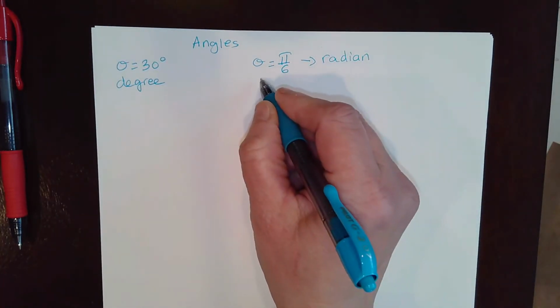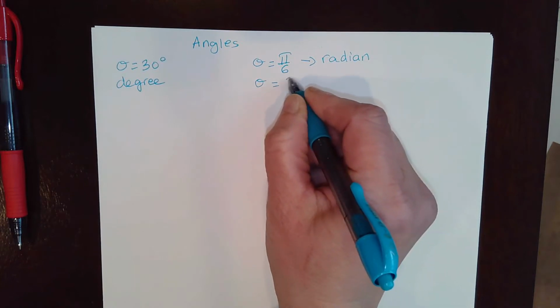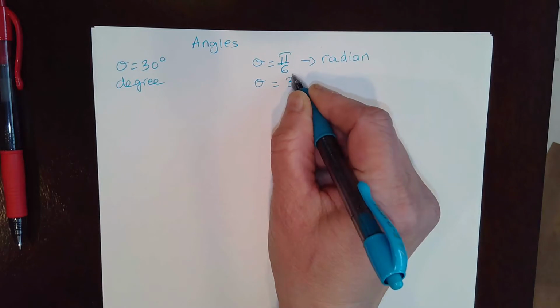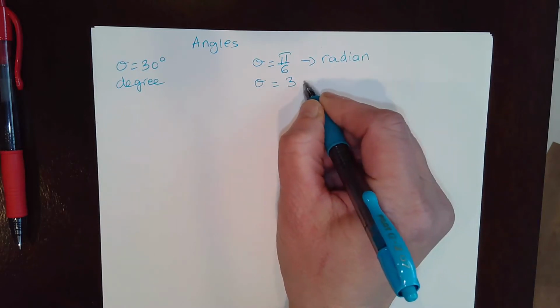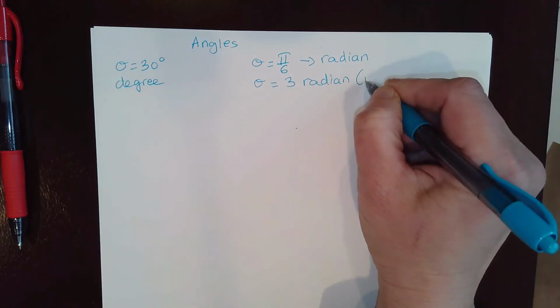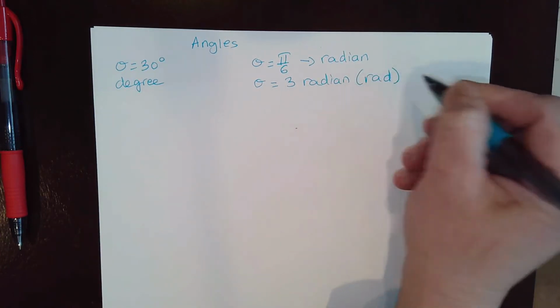If you have an angle, like 3 for instance, since this does not have the circle on top of it, this must be in radian. Sometimes we call it rad for radian.